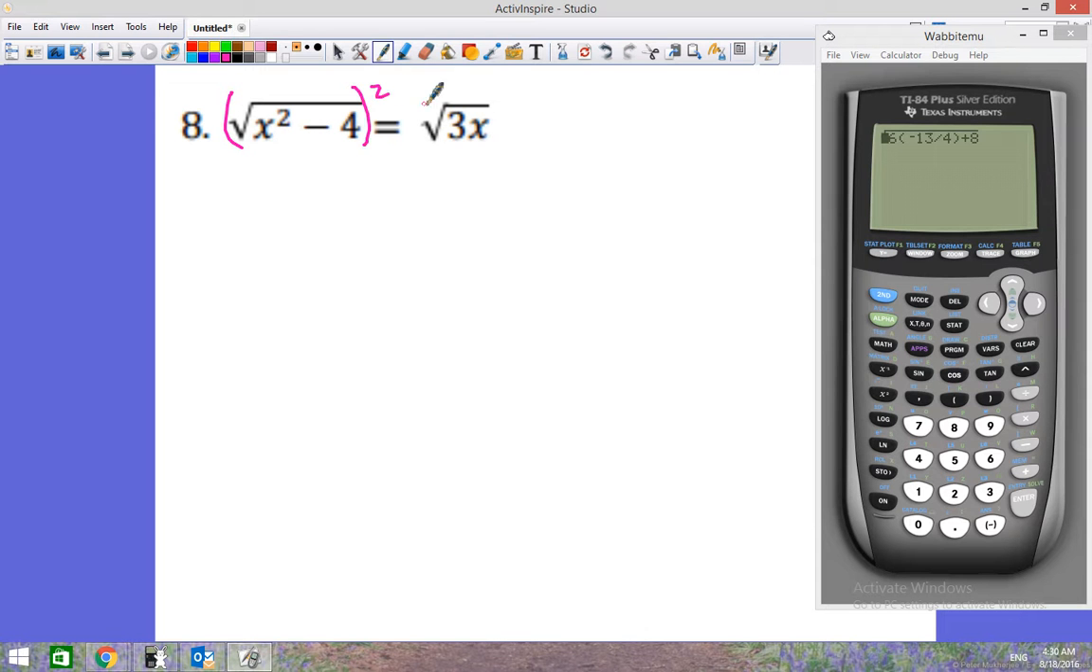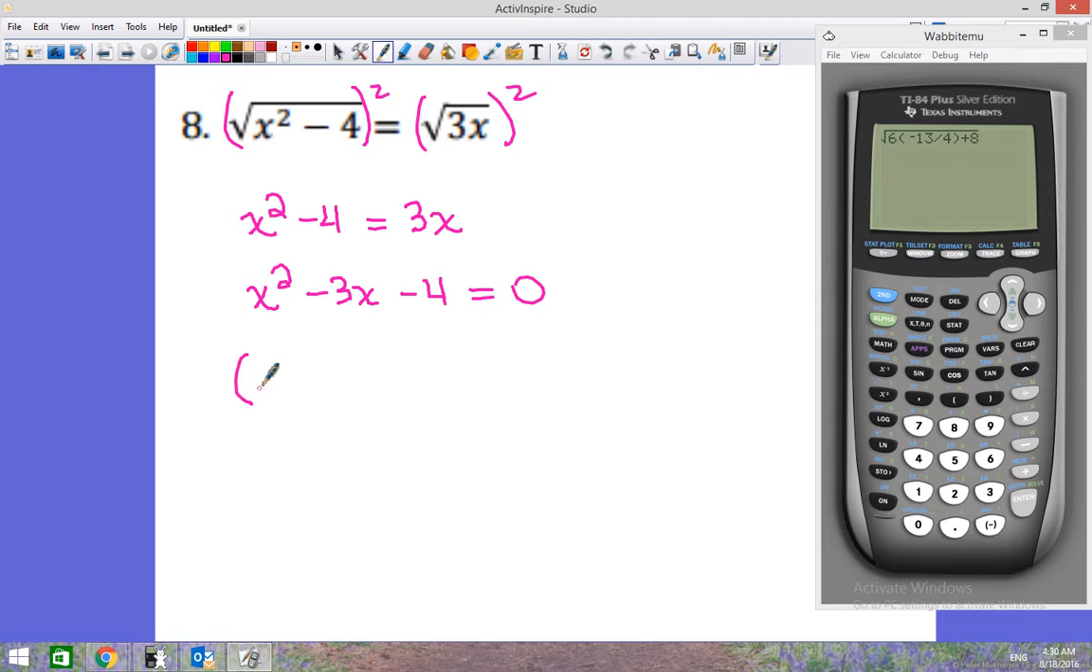So we have a radical equal to a radical, just like last time. We'll square each side. We've got x squared minus 4 is equal to 3x. We have a quadratic equation. If we get this quadratic equation in our standard form, sometimes they may say a general form, first I'll look at it and try and factor. If I can't factor, I'll apply the quadratic formula.